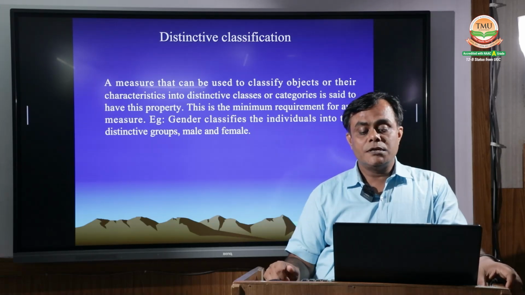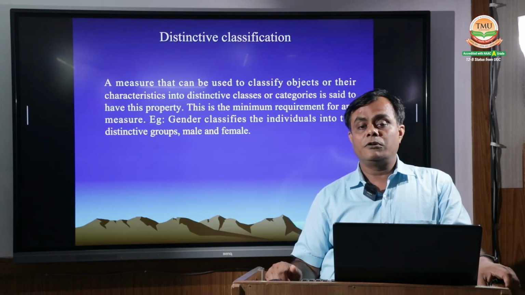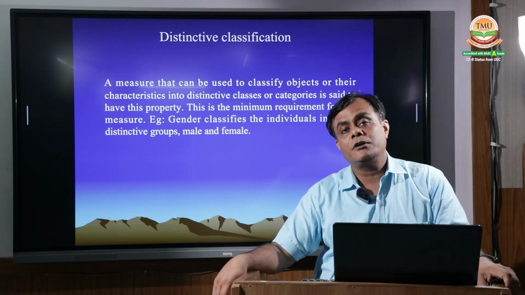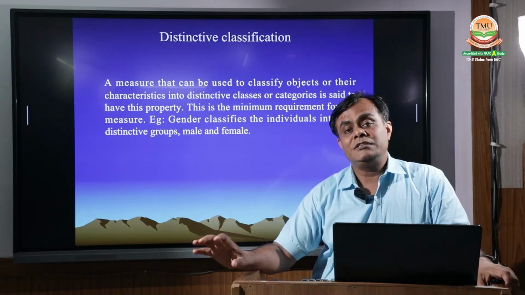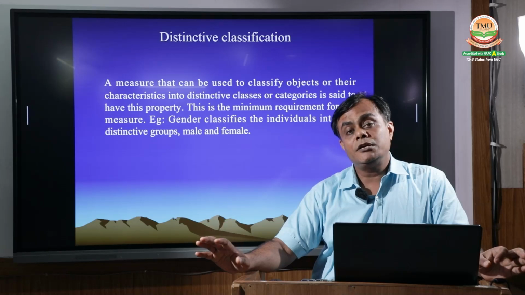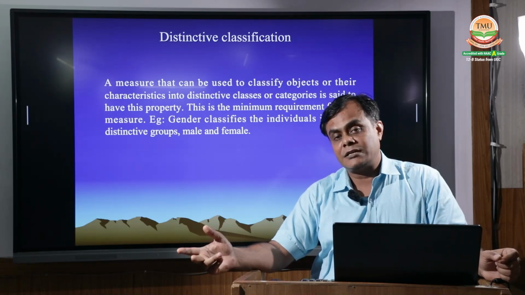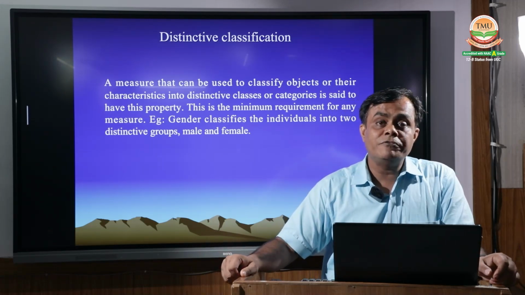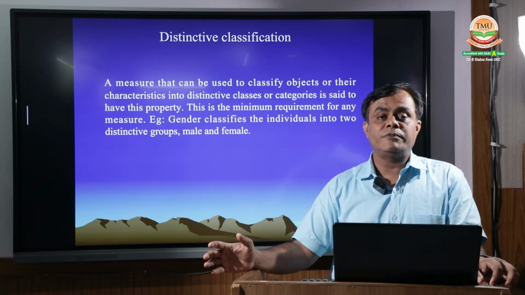For example, gender classifies individuals into the distinctive groups male or female. There is no other way. Sometimes we use a third gender, called transgender. So there are only three distinctive classifications. Further, we cannot use a fourth classification for gender. So that is called distinctive classification.